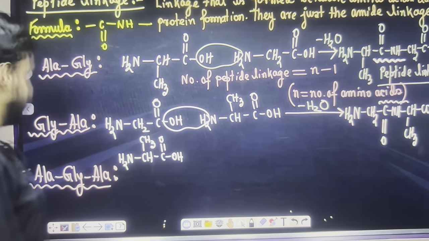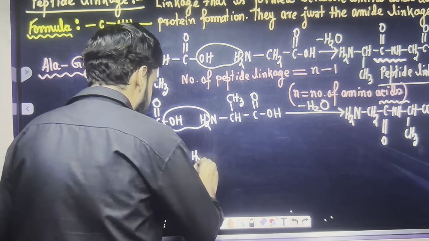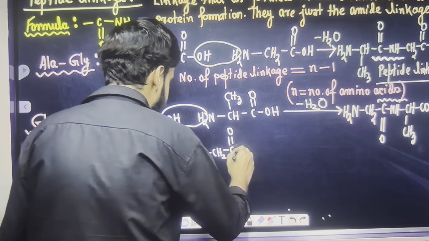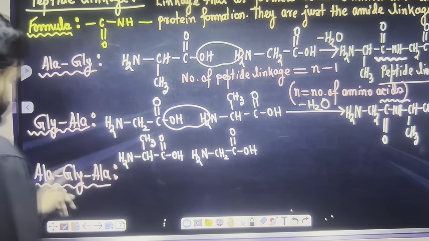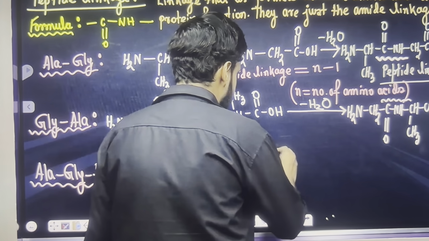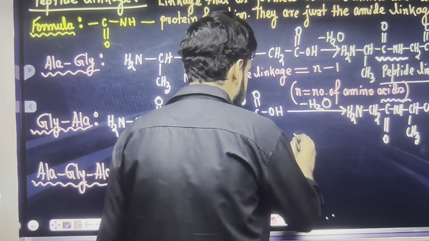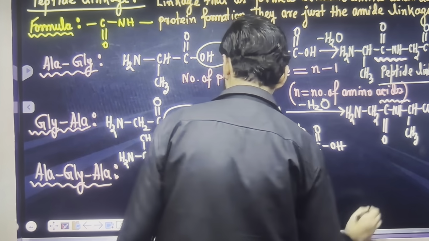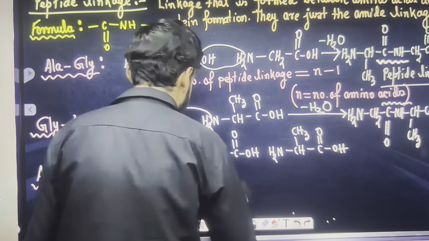Then we have to draw glycine. This will be NH2. This will be CH2. This will be COOH. Then we have to write alanine again. So this will be NH2. This will be CH. Then CH3. Then COOH. Now we have to remove two water molecules.